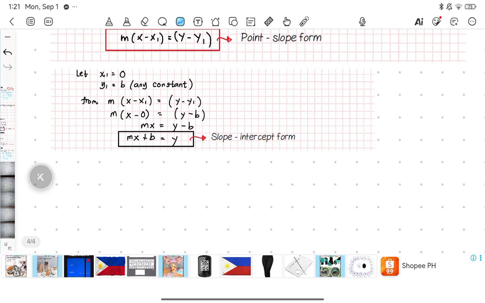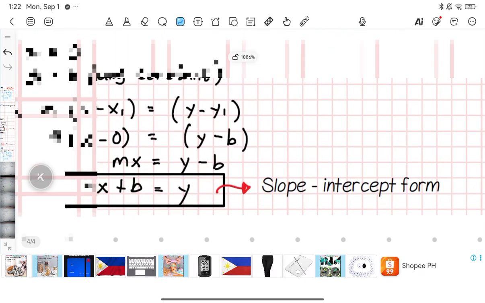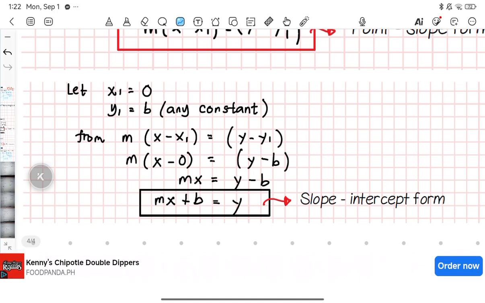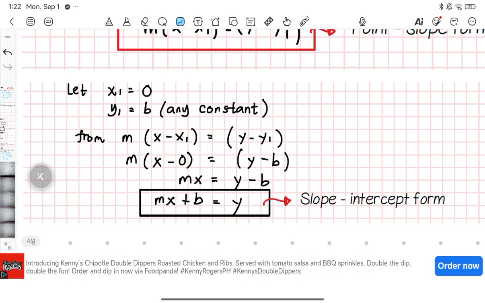So, ito naman po si slope-intercept form. So, si slope-intercept form, letting x1 is equal to 0. So, assuming that the first value of x starts from 0. So, ilalet mo siya as 0. And then, y1 is equal to b. Kasi nga, pag slope-intercept, we are assuming that one value touches the 0 point. So, let x1 is equal to 0 and then y1 is equal to b. Yan yung any constant number na magi-intercept.